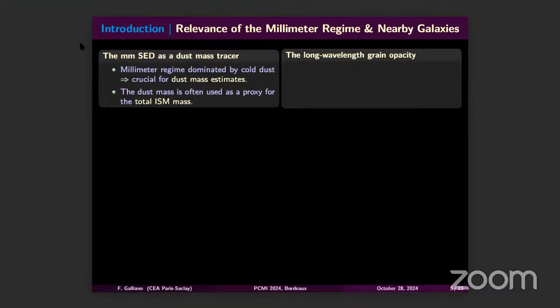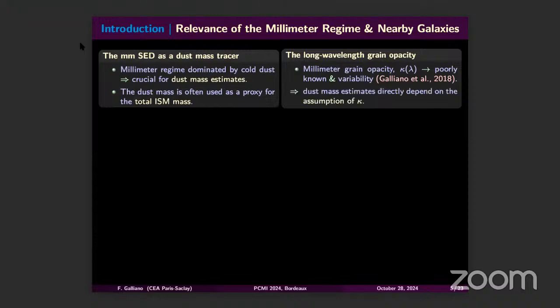And there are a lot of uncertainties about the long-wavelength optical properties of dust grains. So it can be looked at as the opacity of the grain. Because first, the observations are complicated, and also even in the laboratory, there is a lot of variability. But the dust mass estimates that we do all rely on the assumption of these optical properties. And so that's why we really need to have a good empirical understanding of how these optical properties change as a function of the environment.